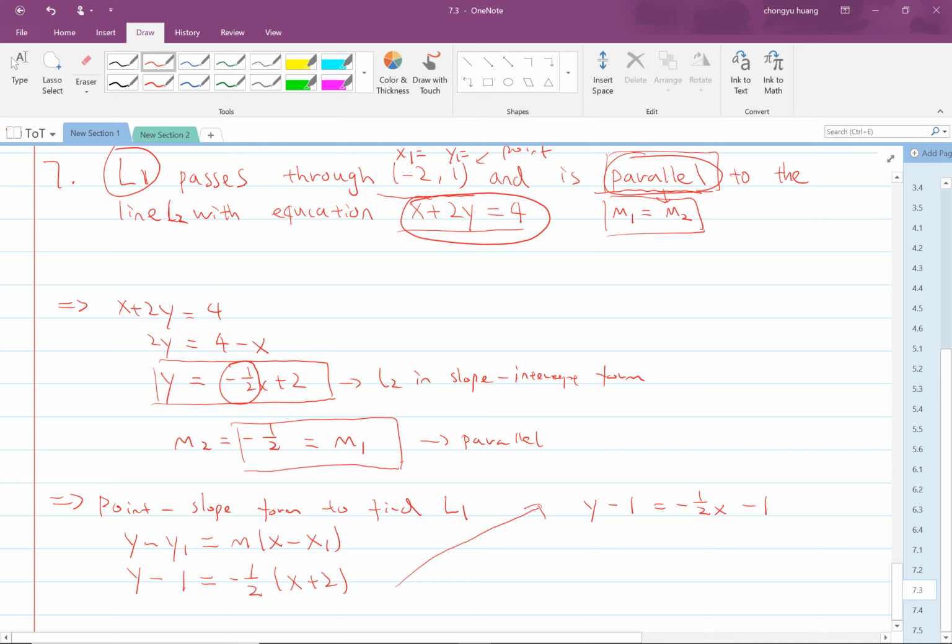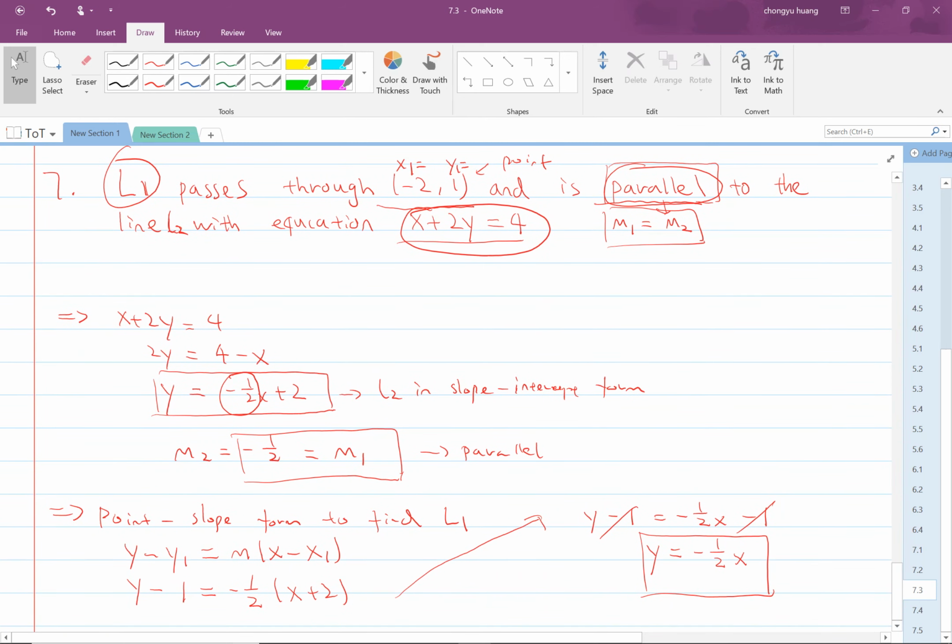Okay, so let me take a look. -1/2x minus 1. Minus 1 and minus 1 get cancelled. y is finally equal to -1/2x. Okay, so let me take a look. Yeah, I think it is the right answer for this problem.